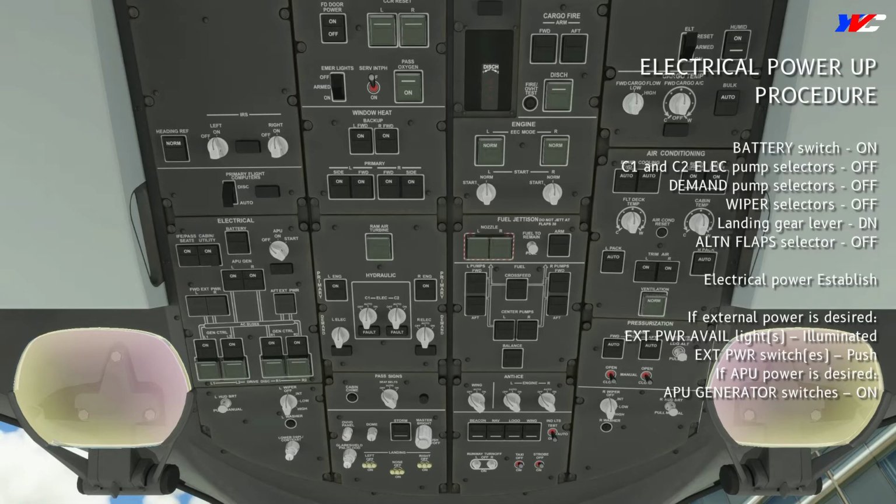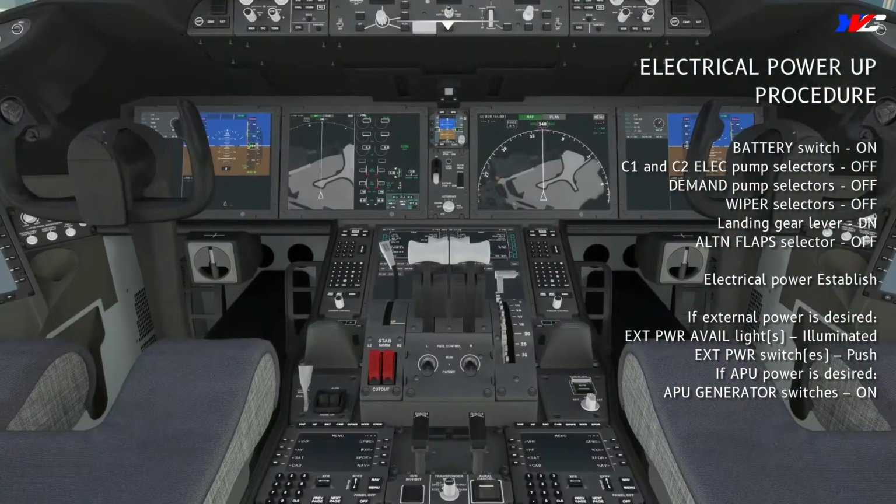Electrical power procedure. Battery switch on. C1 and C2 elect pump selectors off. Now, those are basically electrical hydraulic pumps, and the switches don't work. It's always in the on position, but the checklist says you have to put it off. Demand pump selectors off. Again, it doesn't work. Basically, you're trying to get the load off the battery. So after demand pump selectors off, wiper selectors off, landing gear lever down, alternate flap selector off, electrical power establish.